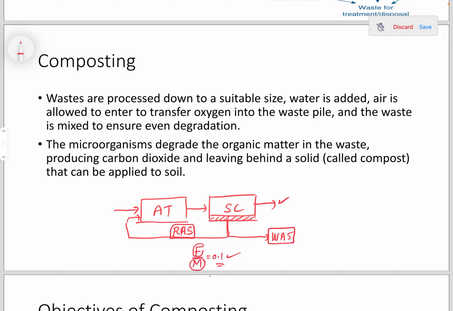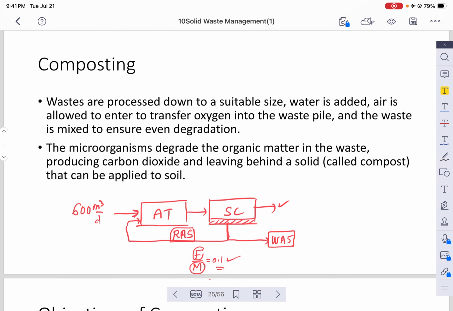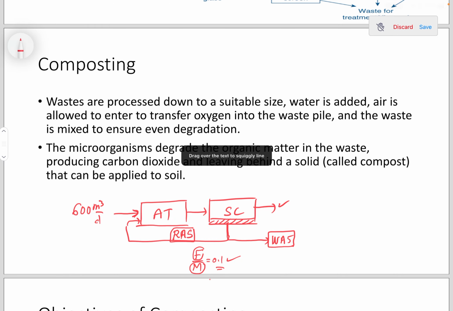And the food coming in is, of course, a lot. We are talking about 600,000 متر مكعب باليوم of water coming in. That's a huge amount. So controlling F/M will force us to waste some activated sludge.